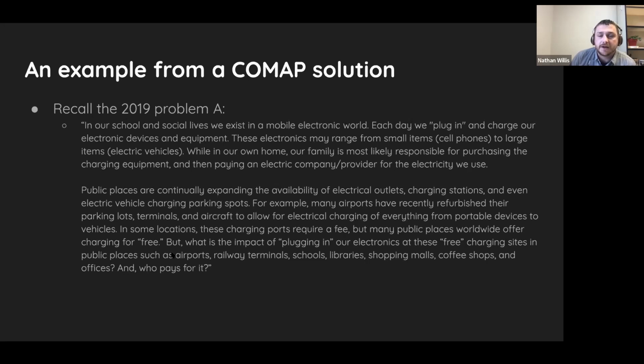But what is the impact of plugging in our electronics at these free charging sites in public places such as airports, railways, terminals, schools, libraries, shopping malls, coffee shops, and offices, and who paid for it? Right, so that's the prompt.